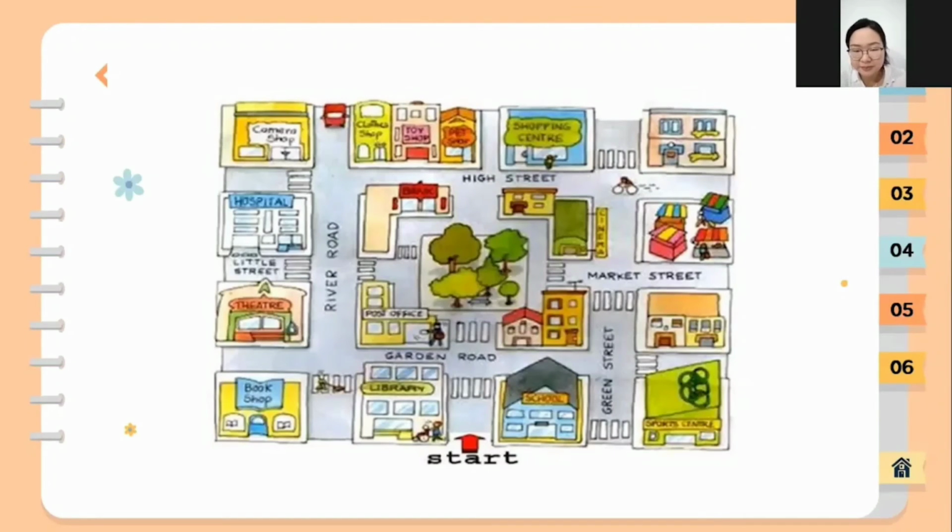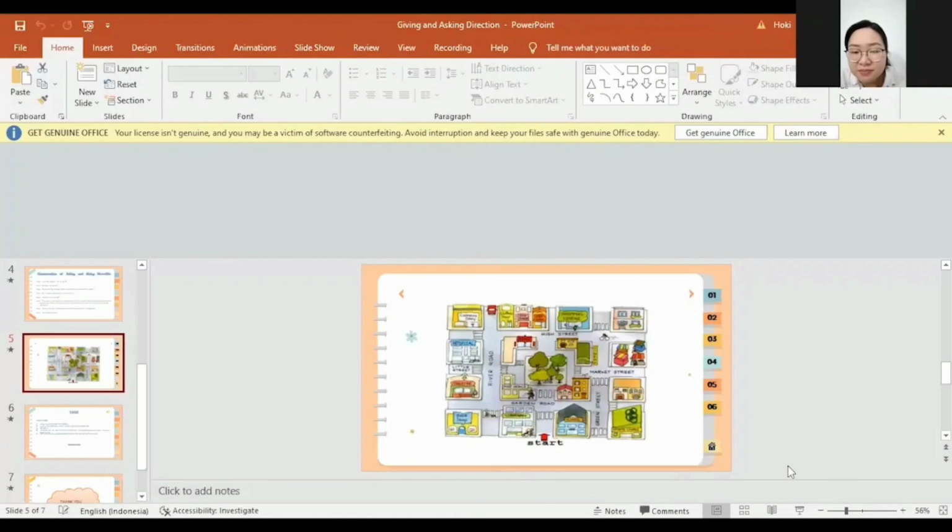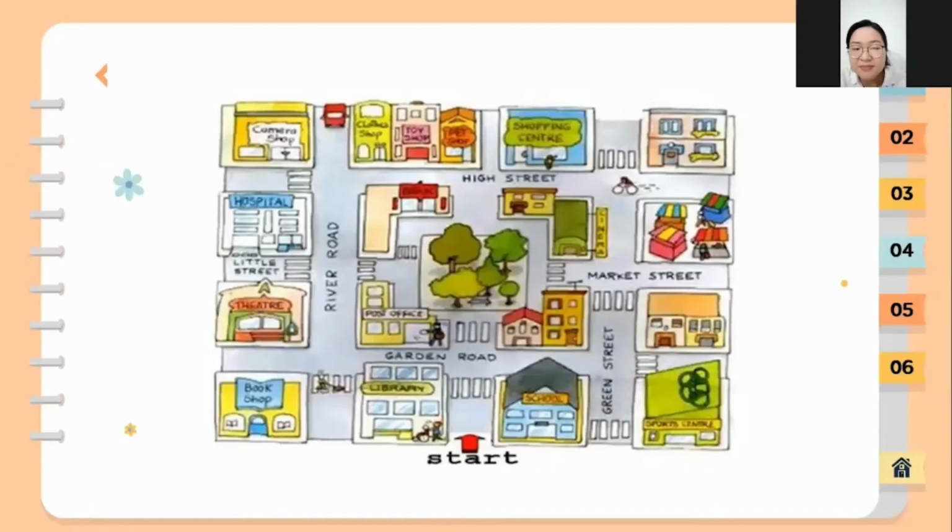Excuse me, I'm looking for a hospital. Could you show me the way? Sure. Go straight on, turn left, go past the post office, and turn right. It is the second building on your left. You are at the hospital. Thank you so much for your help. You're welcome.